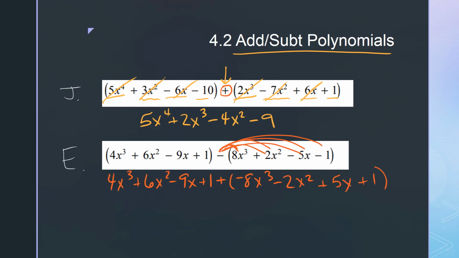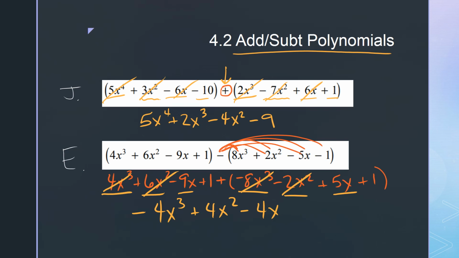And the reason I do that is because it never fails. If we don't distribute that negative now and force ourselves to do it, we'll forget it in the midst of the problem. Okay, so now we can combine things. So we have this 4x to the third and this negative 8x to the third, which would be negative 4x to the third. We have 6x squared and negative 2x squared, which would be positive 4x squared. We have negative 9x and 5x, which is negative 4x. Oh, we've got a lot of 4's in this one. And then 1 and 1 would be 2. So again, that would be the addition of the two.